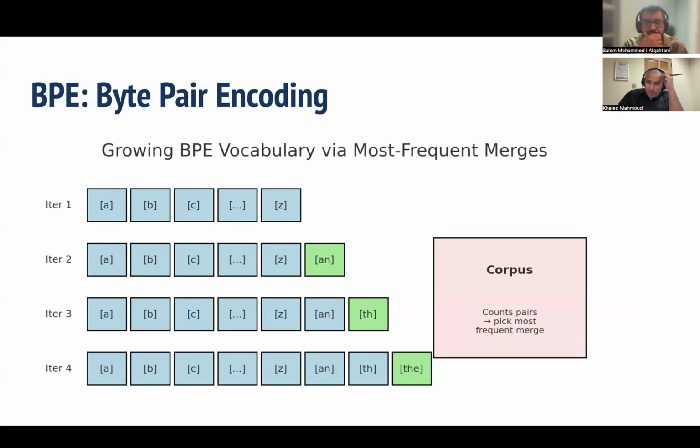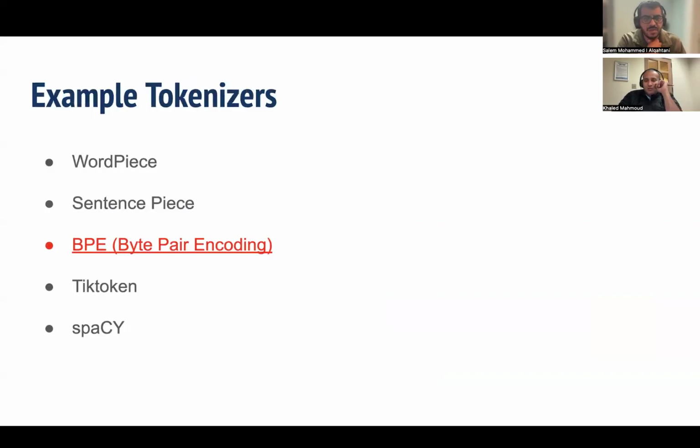Dr. Salem, I want to check if you have any suggestions. Can you go back to the previous slide? Yes, this one. Can you repeat the tokenizers a little bit in the previous slide? Yeah, so there are different tokenizers that work a little bit differently.